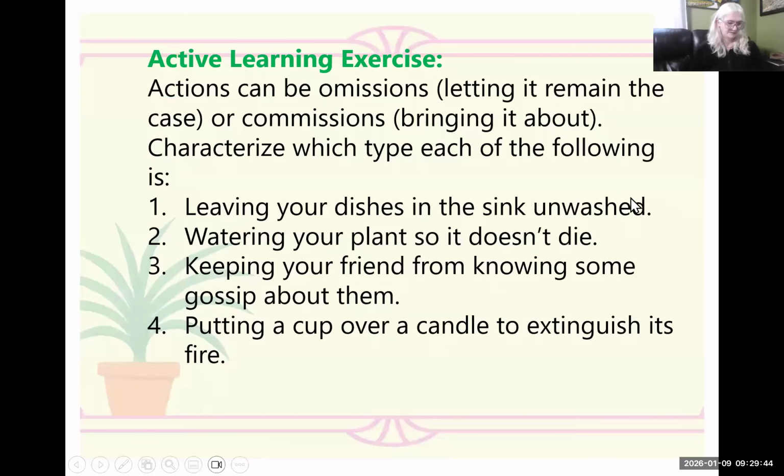So I want you to practice this way of thinking. Actions can either be omissions, letting it remain the case, or commissions, bringing it about that. Characterize which each type of the following is. 1, leaving your dishes in the sink unwashed. So is that committing an act or is that omitting an act? 2, watering your plant so it doesn't die. 3, keeping your friend from knowing some gossip about them. 4, putting a cup over a candle to extinguish its fire.